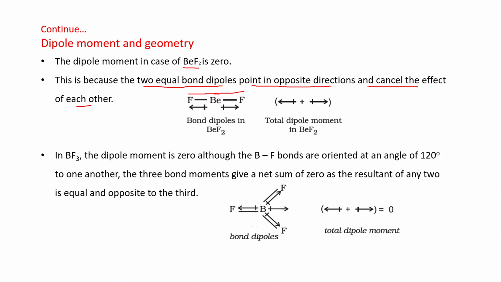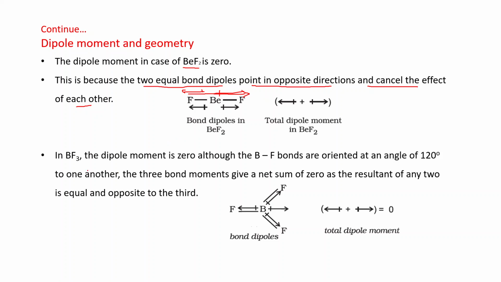Bond dipole of this Be-F bond is directed in this direction, and for this it is directed in this direction. They are equal and opposite in direction. That's why they cancel each other, and the net dipole moment of BeF2 is 0, and BeF2 is a non-polar molecule. Again, remember, in BeF2, each Be-F bond is polar, but as a whole, BeF2 is non-polar.